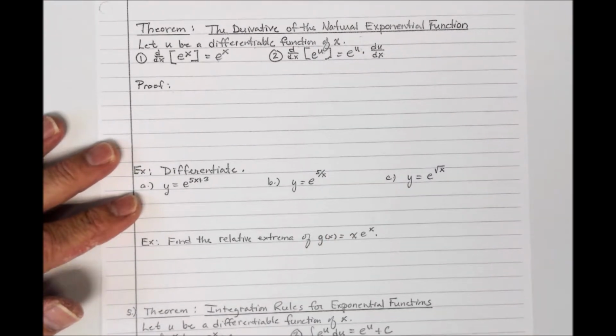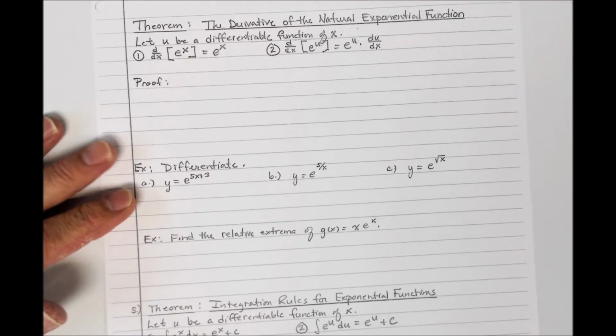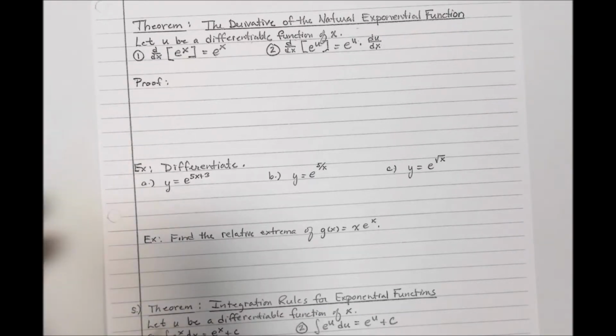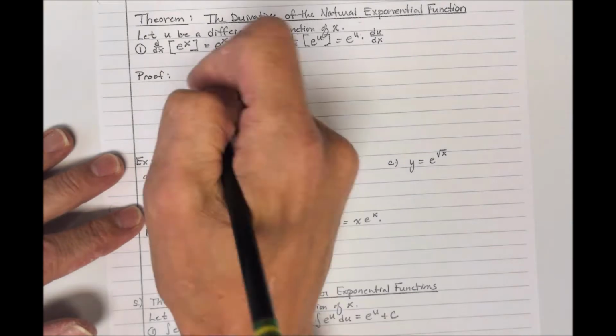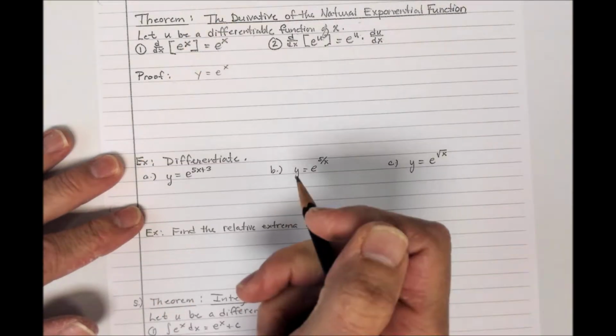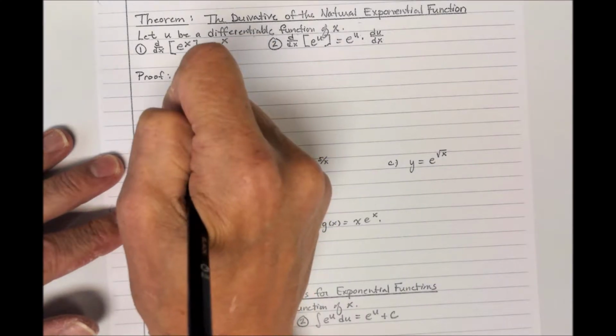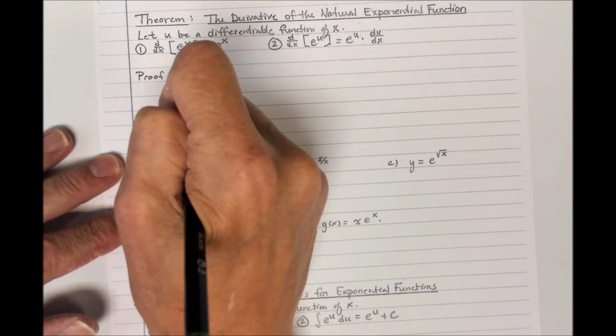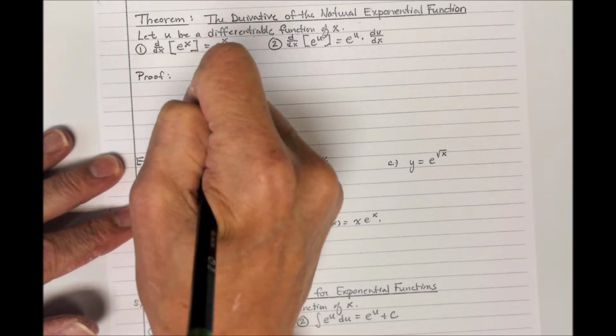Now, how do we go about getting the proof of this? Well, let's see if I remember. I wrote down proof. I should remember this. y equals e to the x. So that means that x is equal to the natural log of y.